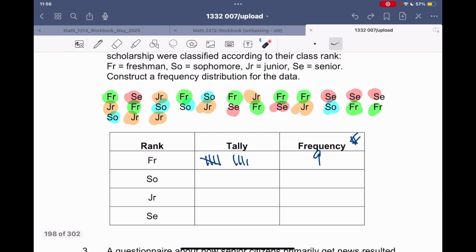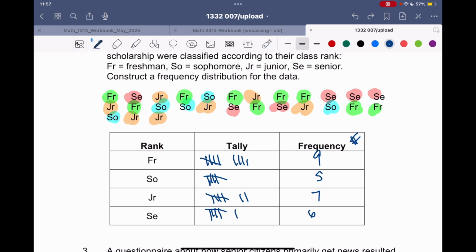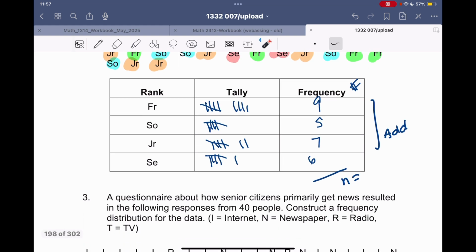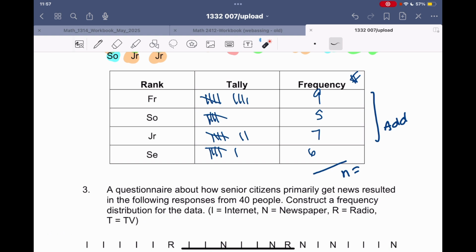Sophomores are in blue. For sophomores, I have 5, and then I'm going to just write that in. For juniors, I have 7, and seniors, there's going to be 6. Now, when you add them all up, your frequency should be the n of the group. So if we count our group, this is 1, 2, 3, 4, 5, 6, 7, 8, 9, 10, 11, 12. 12 times 2 is 24, 25, 26, 27. So let's see if this n ends up to 27. So this is 14 plus 13. So our n is 27. This should also match your n.